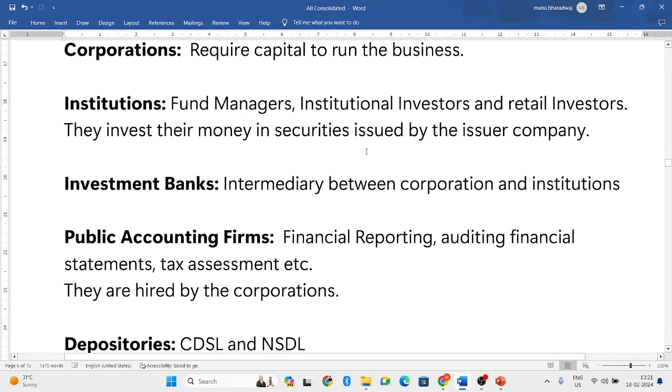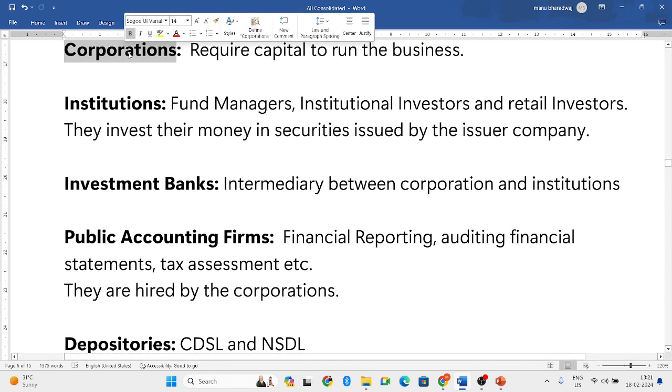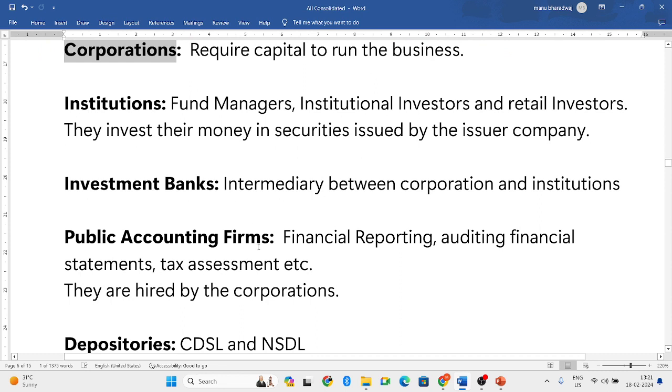Next, public accounting firms. Corporations hire them, for example to audit the financial statements, because investors decide whether or not to invest by looking at those financial statements. So for that, public accounting firms are required, and they assess and even do the financial reporting of the organization. So they are also one of the important players in the capital market.